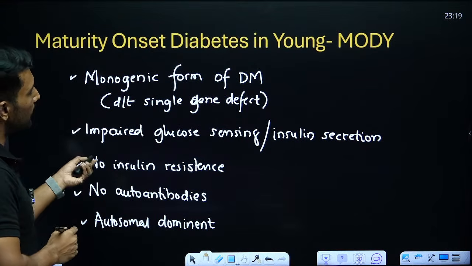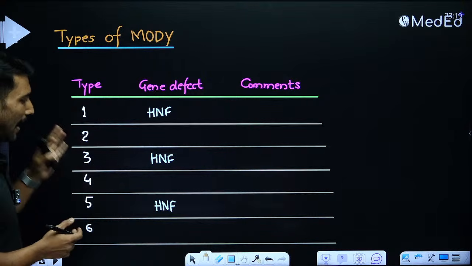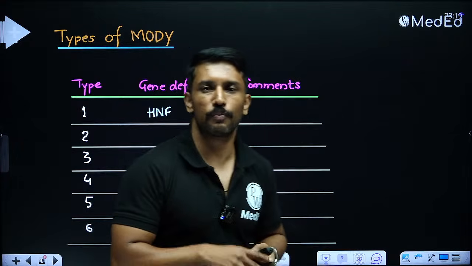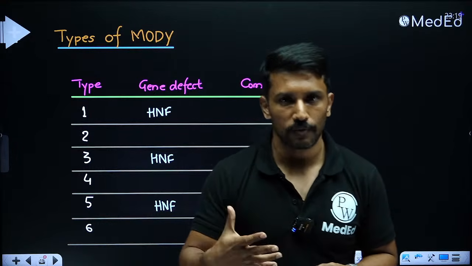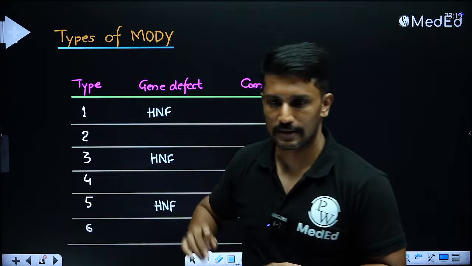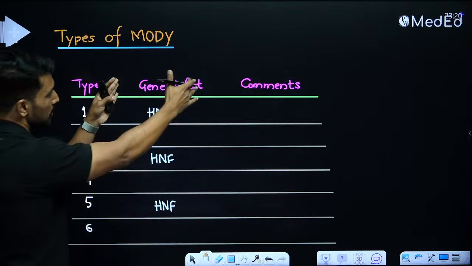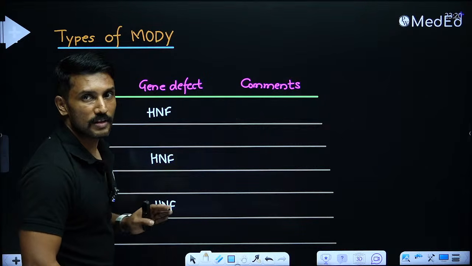Okay. Now there are different types of MODY, and related to MODY, multiple MCQs have been asked. As of now, we have recognized 14 types of maturity onset diabetes in the young. Out of them, 6 are relatively more common. The majority of the MCQs are going to come from these 6. Okay. So what we will do is we'll put a table, types of MODY, with the gene defect, and some extra MCQ points that we need to know.